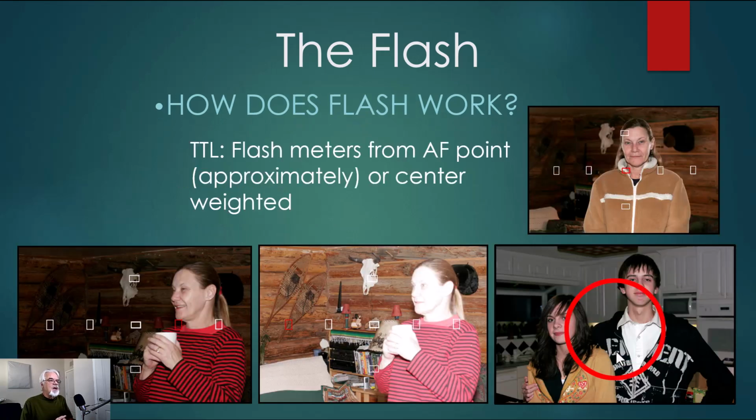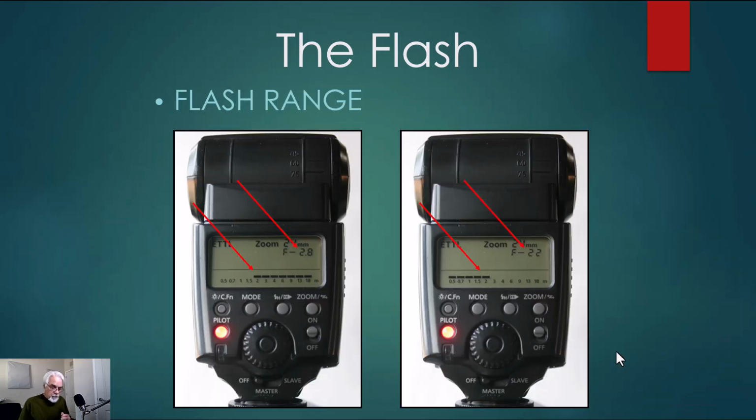How does the flash work? Well, again, flash meters from an autofocus point or it's center weighted. So if you look in the top picture, an old camera where I had the autofocus point on her, perfect exposure. And in the lower left, again, perfect exposure using that autofocus point. But when the autofocus point went over to the far wall, it's perfectly exposed, but she's way burned out, way too hot from the flash. And then, of course, on the right is center weighted. And this is the way I think most tend to be these days. So if your gear is old, you might want to check and find out.